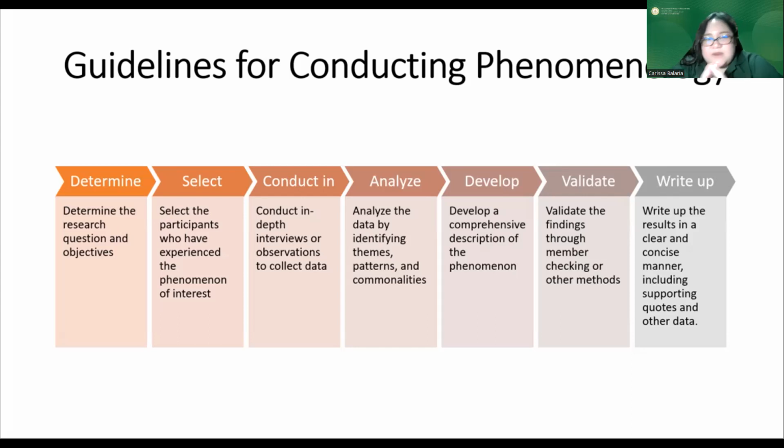Then, select the participants. When you select the participants or sampling technique in your pheno, it's always purposive. Okay? Why? You have a purpose, because they're the only ones who will fit the criteria of your study. If you want CCU nurses, then your criteria should be CCU nurses. If, for example, you want Filipino nurses, so criteria is Filipino CCU nurses working in wherever country you're at now.